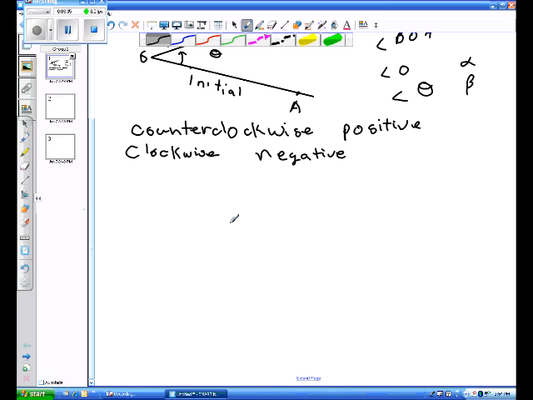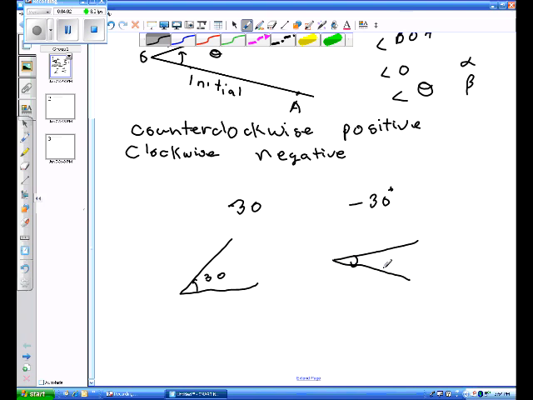and I wanted to draw the angle of 30 degrees, then I would have my initial side. I'd have my angle of rotation, I'd have my terminal side, and that would be 30 degrees. If I wanted to draw an angle of negative 30 degrees, I have my initial side, I have my direction of rotation, and my terminal side, and that would be negative 30 degrees. So it's important as you draw the angle to distinguish which way that it's rotating.